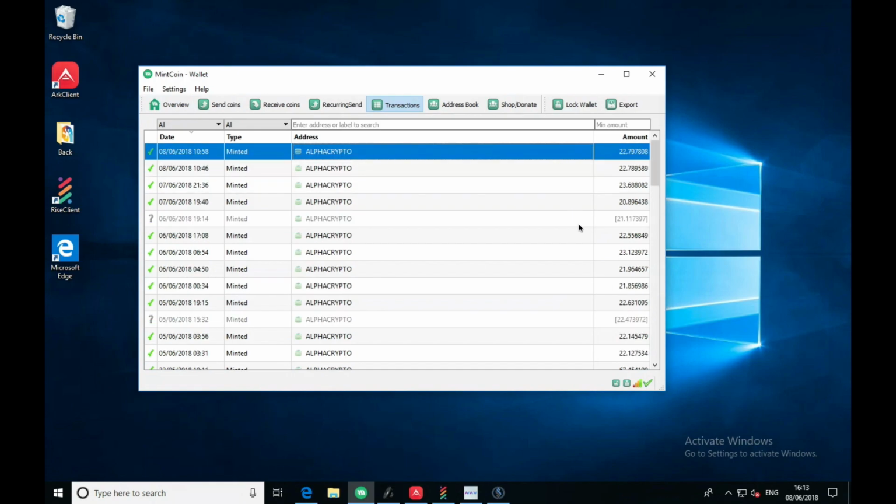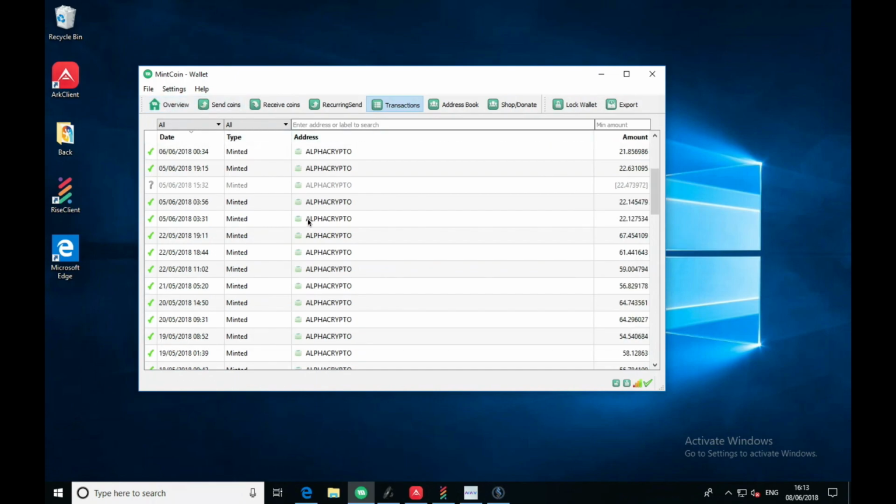3, 4, 5, 6, 7, 8, 9, 10, 11 stakes. So I worked that out to be around 220 something. That's pretty strong. It's become a bit more consistent, which is quite good.